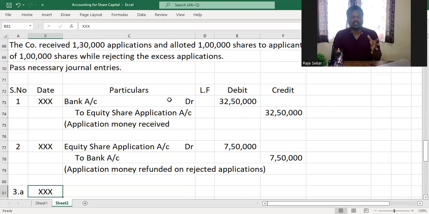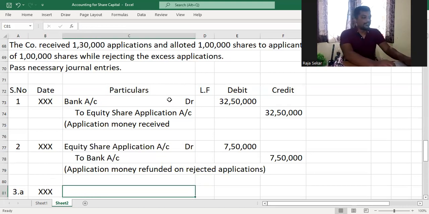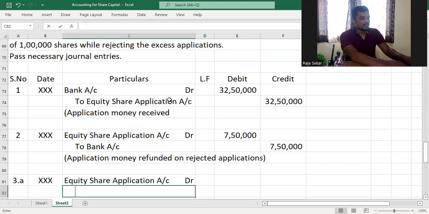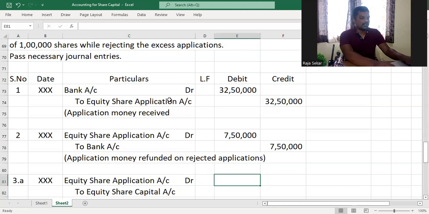All right. So once we are done with the rejection, what we're going to do next is allot shares to the remaining applicants. When we allot shares to the remaining applicants, it comes with two transactions. The first transaction is transferring all the application money received from the other applicants to the share capital account, because they are not applicants anymore and they become shareholders of the company. Therefore, the journal entry for that would be equity share application account debit to equity share capital account. And how much would you transfer? You've allotted 1 lakh shares and the application money received on those 1 lakh shares will be transferred to the equity share capital account.